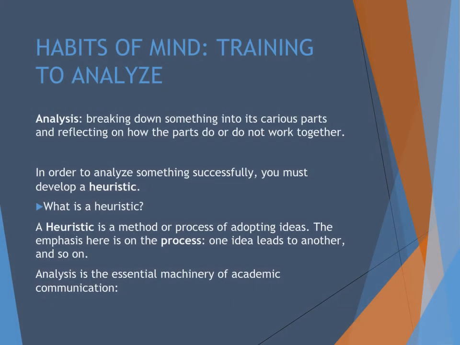That process is called analysis. Basically, analysis is breaking down something into its various parts and reflecting on how the parts work together. The end goal of all of this is the development of a heuristic for academic writing. A heuristic is a method or process of adopting ideas.